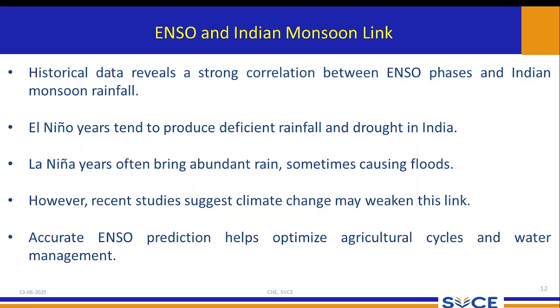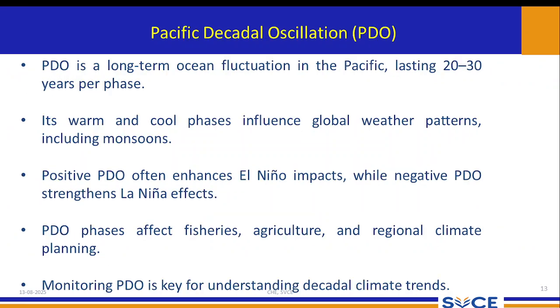However, recent studies suggest climate change may weaken this link. Accurate ENSO prediction helps optimize the agriculture cycle and water management.